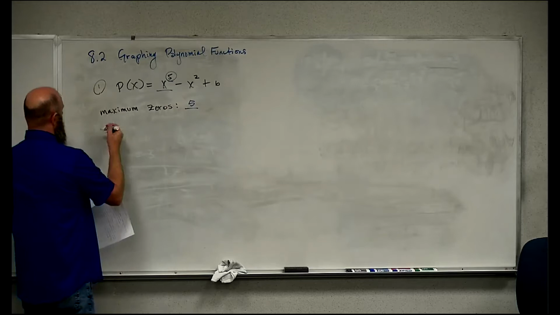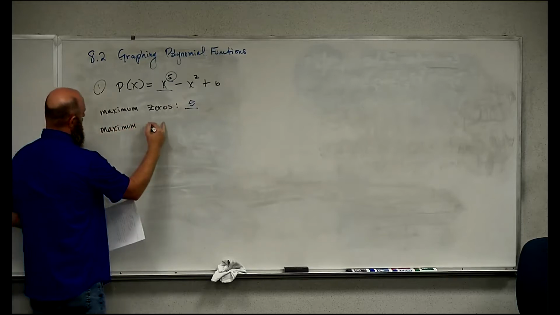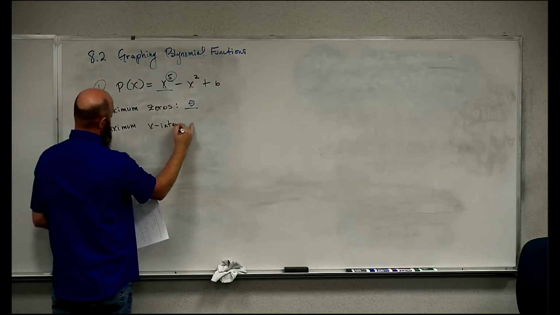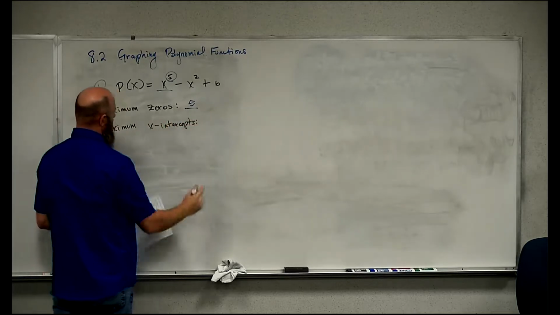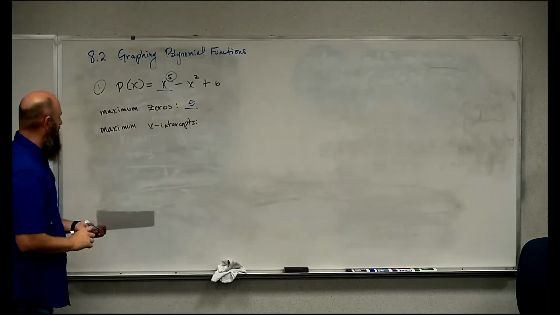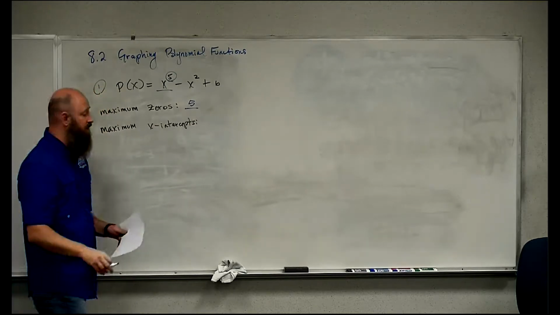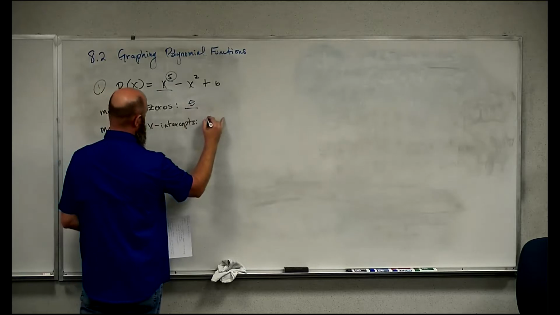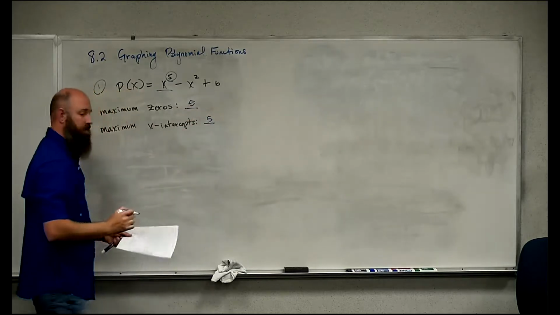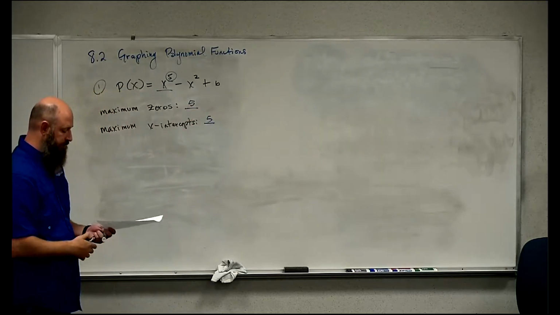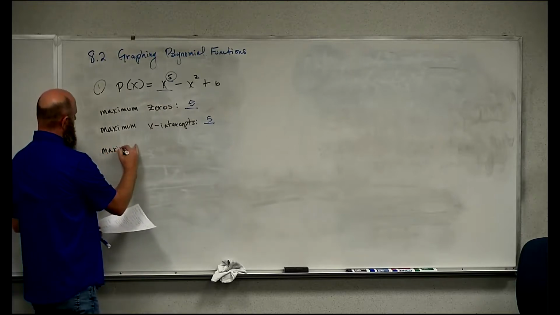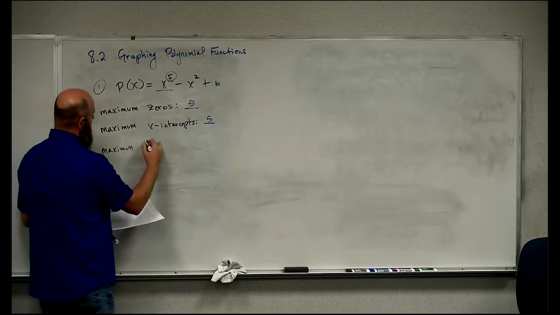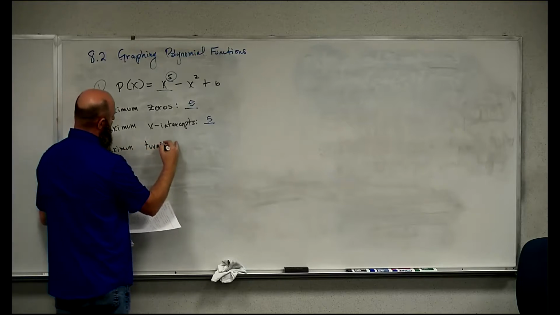What is the maximum x-intercepts? Okay. Now the x-intercepts are the number of zeros, and so they're the same thing, 5 in this case. Okay. And then finally, the maximum turning points, or number of turning points.